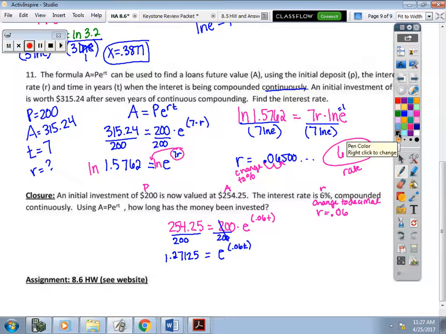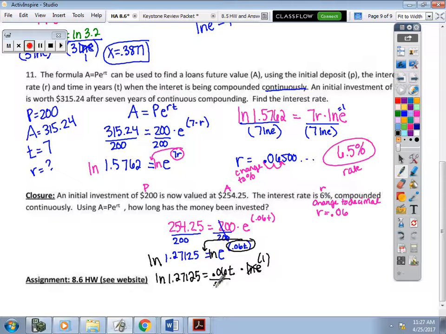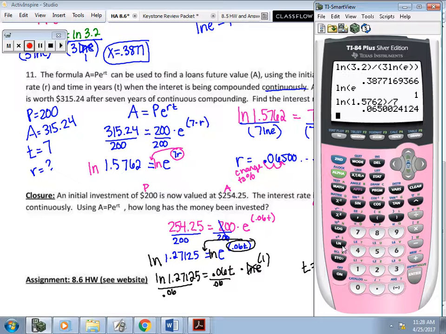Take the natural log of both sides. Use your power property to move this out front. So that would be 0.06t times the natural log of e. Again, natural log of e is just 1. So I really just need to divide by 0.06. And since it didn't tell me to round, I'll just round to the nearest year. So we should get approximately 4 years.